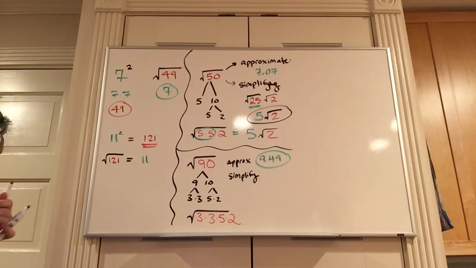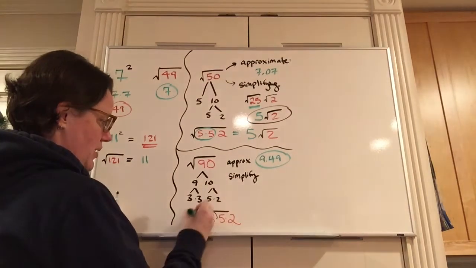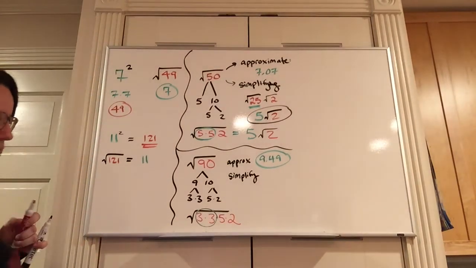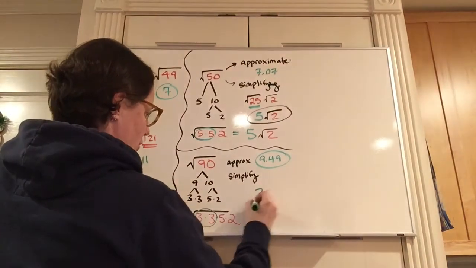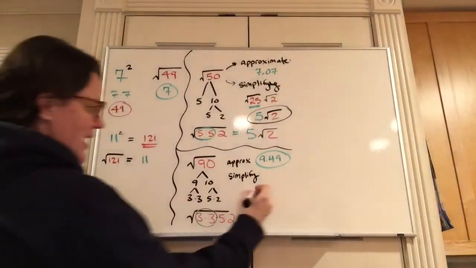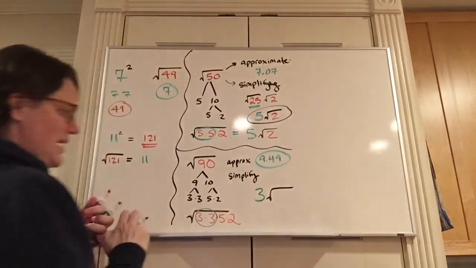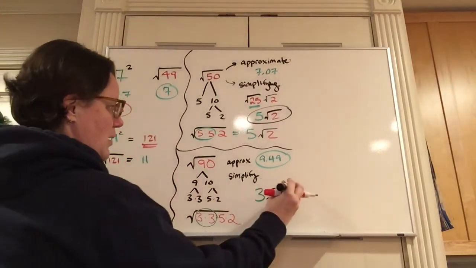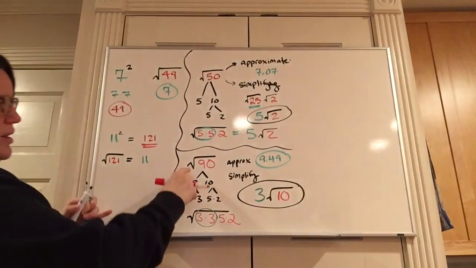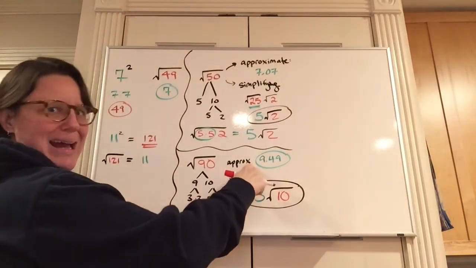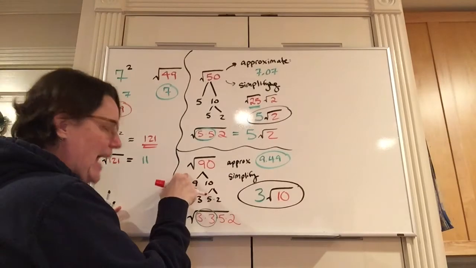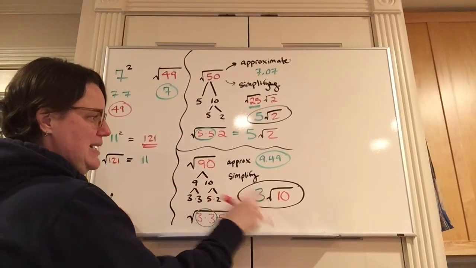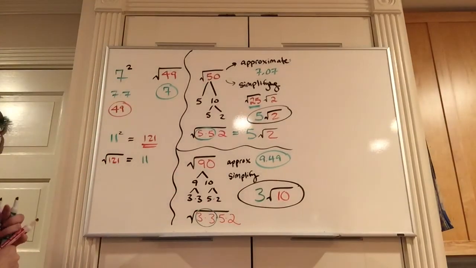Anytime you have a pair on the inside, that can become 1 on the outside. So the square root of 3 times 3, the square root of 9, just becomes a regular 3. Everything left together just gets multiplied together. So the inside is going to become the square root of 10. The square root of 90 is about 9.49. The exact value is 3 times the square root of 10.